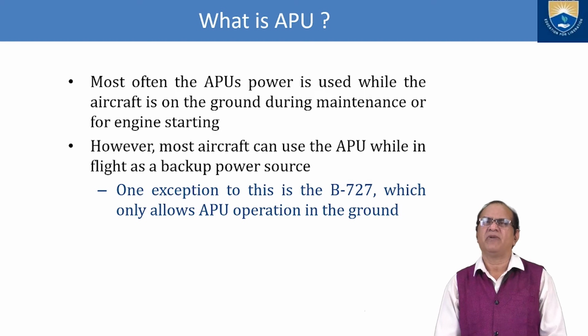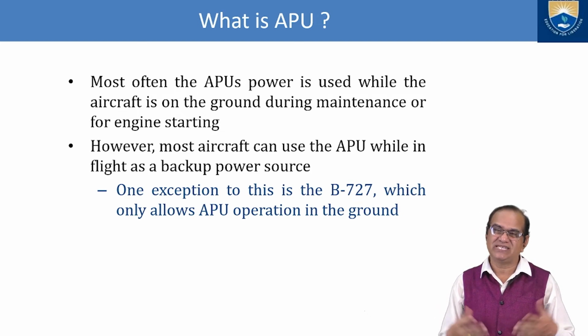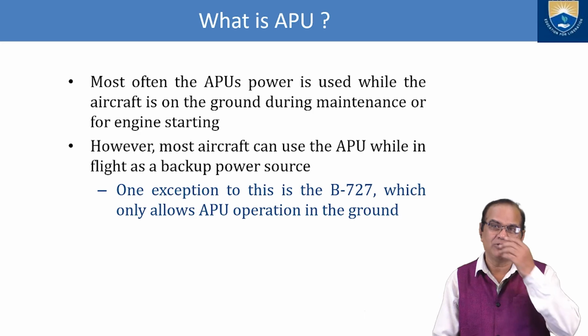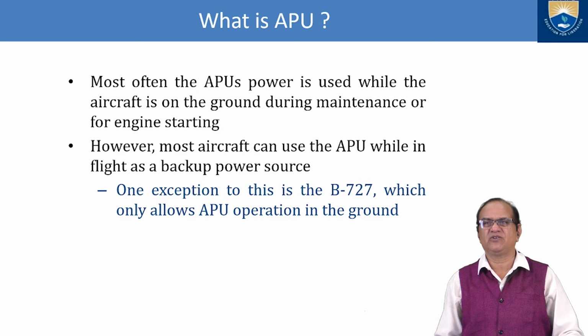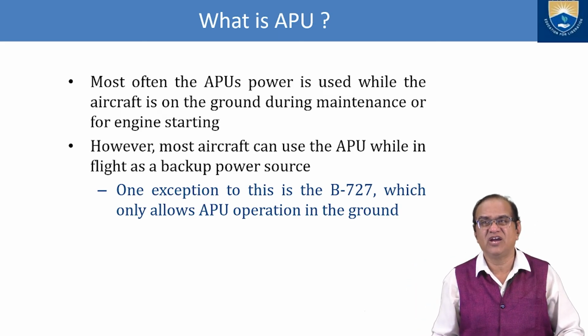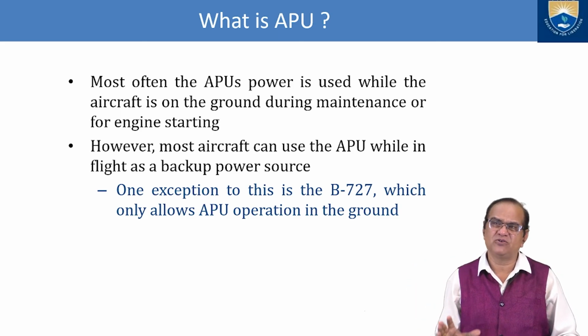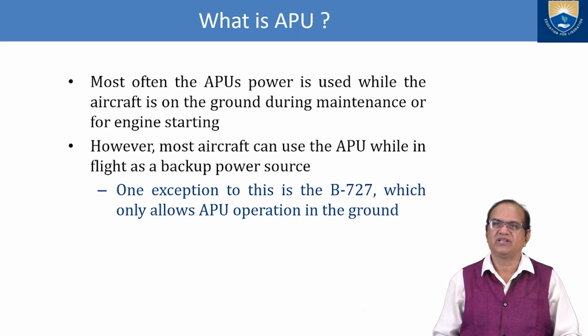Most often the auxiliary power unit's power is used while the aircraft is on the ground during the maintenance or for engine starting. However, most aircraft can use the APU while in flight as a backup power supply. So as emergency power supply also we use it. I have discussed this just now a few slides before. One exception to this is the B727, which only allows APU operation on the ground. So this depends upon the manufacturer and how they have designed it. So the Boeing 727 uses it only on the ground.